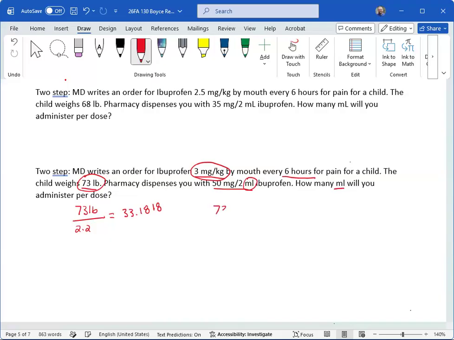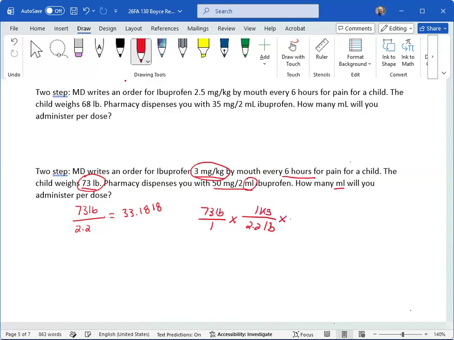But the way I would do this, setting this up, is I would take my 73 pounds divided by the 2.2. And then actually, you know what? I'm just going to be consistent. Let's just do this from a dimensional analysis two-step process. So I'm going to take my 73 pounds over 1. I'm going to convert pounds, so 2.2 to kilograms.